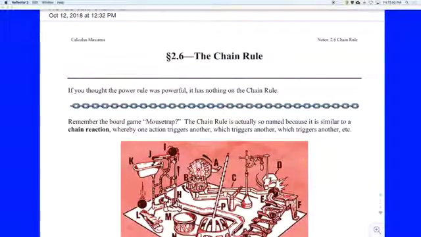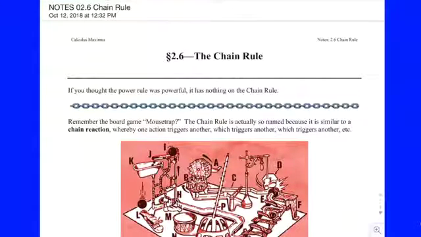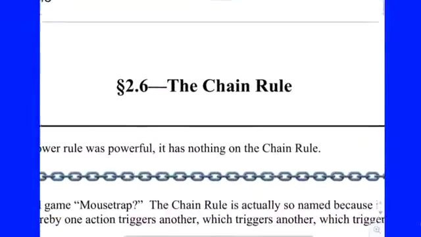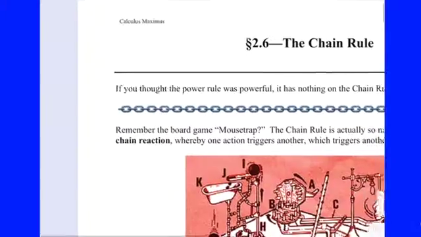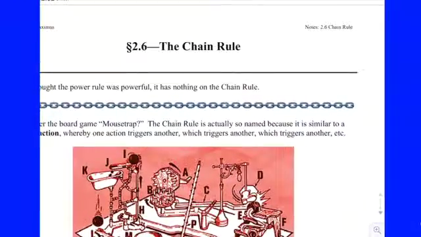So 2.6 is kind of my favorite rule until we get to the next section. In between product and quotient and implicit, this is my favorite rule. It's called the chain rule. Chain rule. And yeah, I made that graphic all by myself. Chain, look at that. Pretty clever, huh?